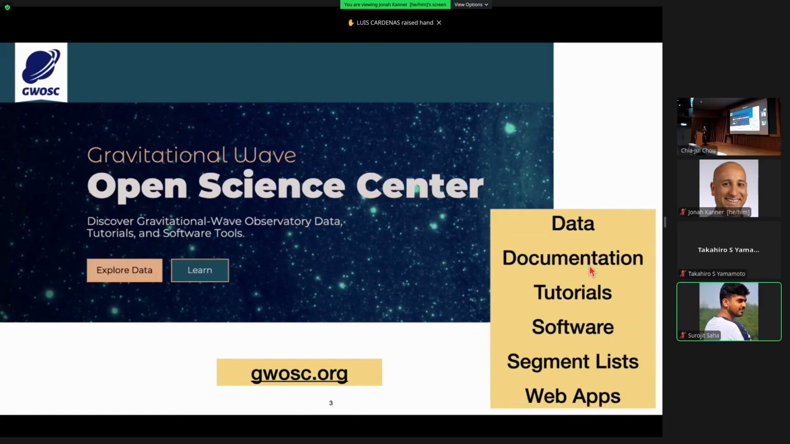There's documentation, all sorts of notes and text and different ways to try and explain how to work with things. Tutorials, many of which we're going to work through here over the next few days. Software examples and suggested software libraries. Segment lists, very important to say when data are available, and we have some tools to try to make that easier to find. And then also a number of web apps that try to visualize data, make plots, show some basic features of the data.